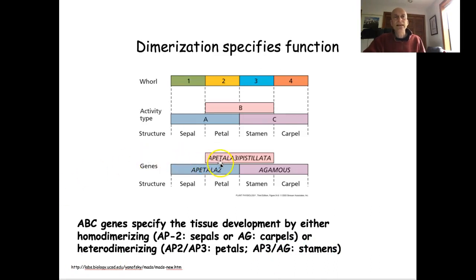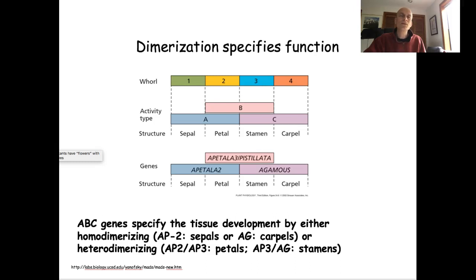So you can see that again here, right? Where you have the AP2, AP3, or pistillata, one of those two proteins, and then here you have the heterodimerization. Well, here you have homodimerization between two apetala 2 or two agamous proteins. So you might wonder, what does this look like if you have lost all of these genes? And that is really an interesting question.